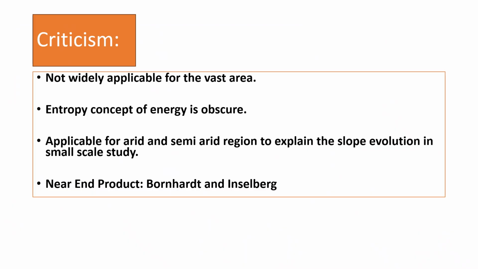L.C. King's theory of landscape evolution is not widely applicable for a vast or large area. The entropy concept of energy is not clear, it is quite obscure, and it is applicable in arid and semi-arid climatic conditions. To explain a segment of the slope or part of the slope, it is perfectly applicable for a small region. And because it is a cyclic concept, there is no end. The next landscape evolution theory is by Penck and Ensenberg.